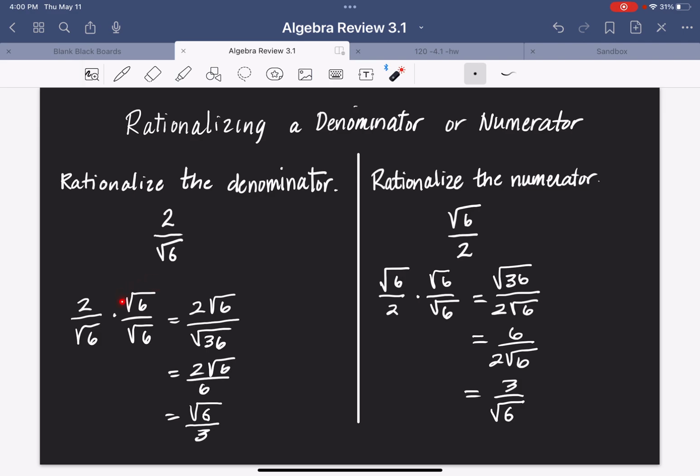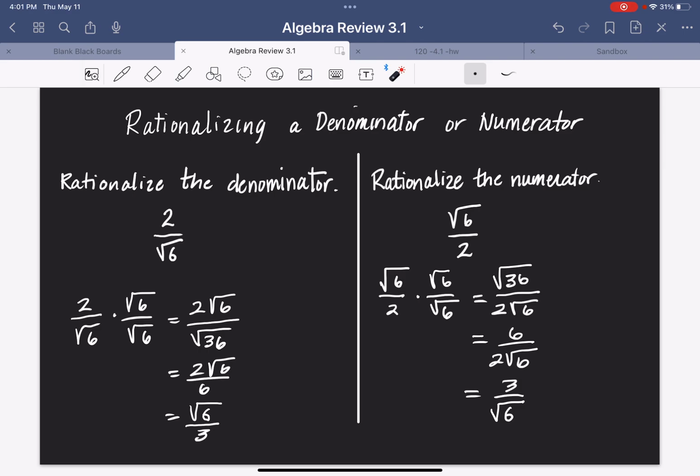Now remember, the rule for fractions is if you multiply the denominator times the square root of 6, you must also multiply the numerator times the square root of 6. That's a rule for fractions. Whatever you do to the numerator, you must do to the denominator. And you can only multiply or divide. You can't add or subtract to a numerator or denominator, because if you do, you lose your value.